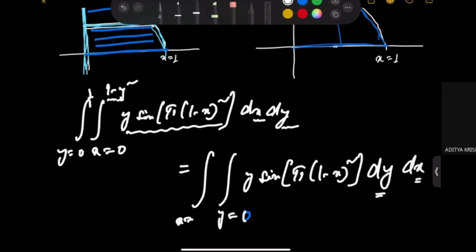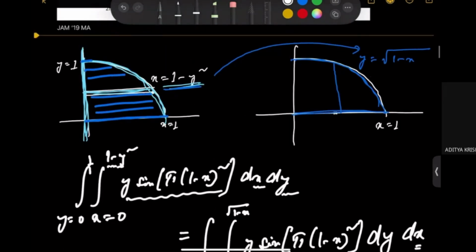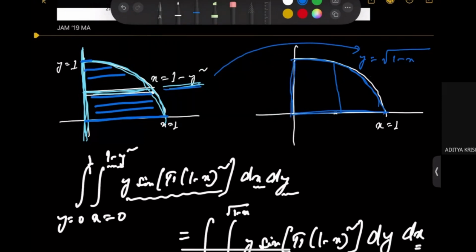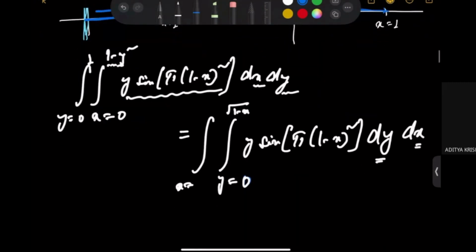y goes from 0 to square root of 1 minus x. And the limits of x would be from x equal to 0 up to x equal to 1. So that is how you cover the entire region again. So x from 0 to 1.